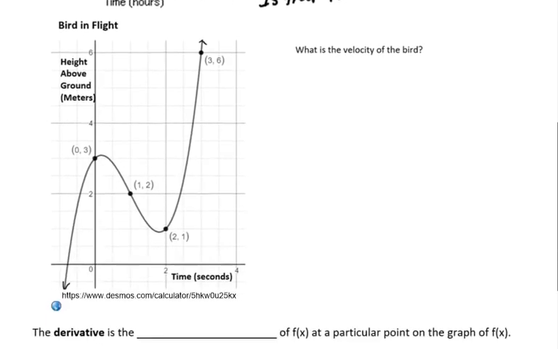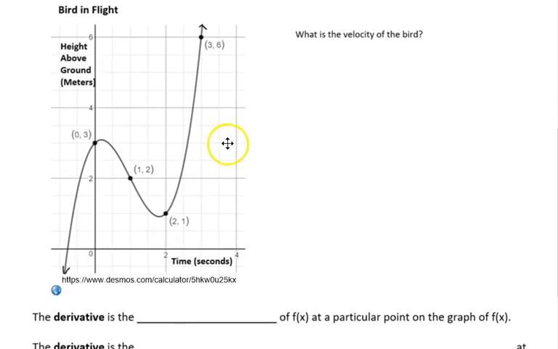So how do we deal with that? We're going to look at this bird in flight, and we're just going to say, for the sake of argument, that this graph represents the flight of a bird. Right now the bird is sitting on a tree branch 3 meters above the ground at 0 seconds, and then it spots a delicious bug that it wants to eat. So it flaps off the branch, dives down, grabs the bug, and then swoops up and swallows it.